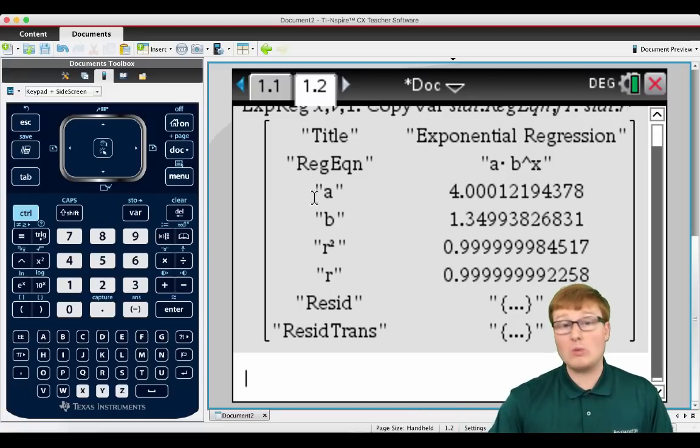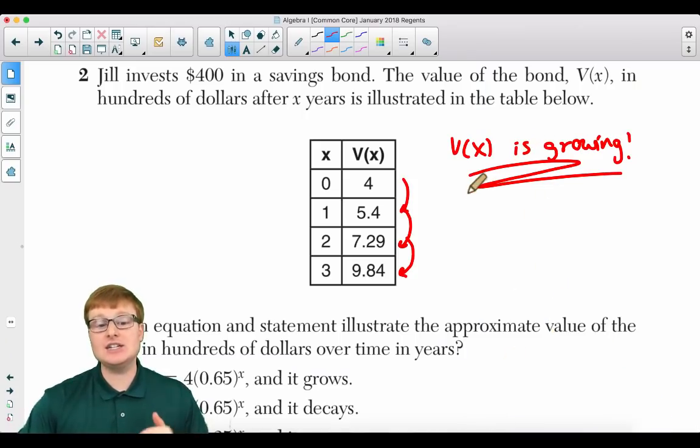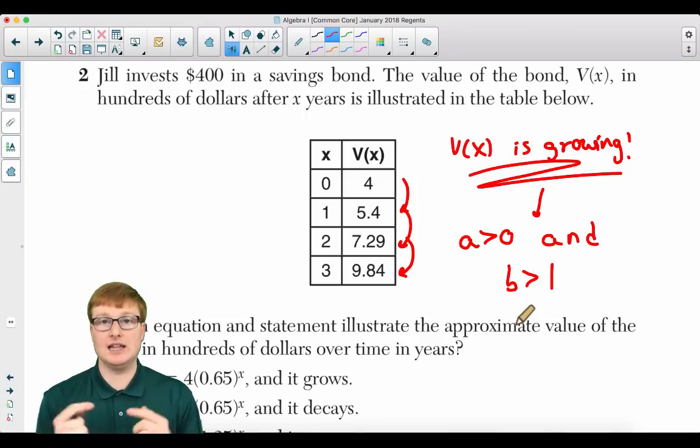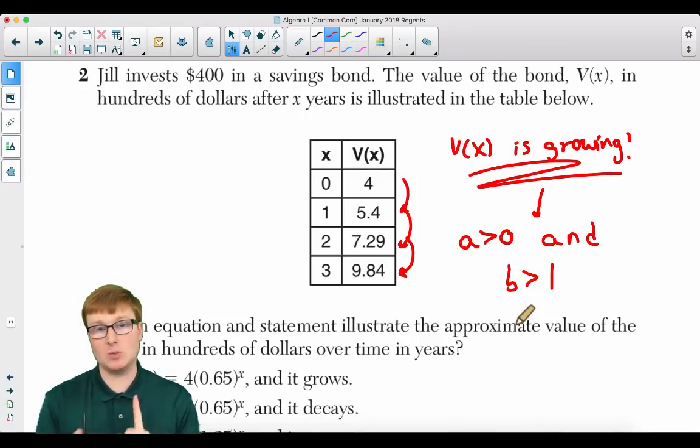So what we're really looking for is the A value and the B value. Now, notice how A and B are both positive, and A is greater than 0 and B is greater than 1. So in addition to knowing that it's exponential growth, you also need to know this: it's only exponential growth if your A value is greater than 0 and your B value has to be greater than 1. If your B value is less than 1 but greater than 0, so in between 0 and 1, non-inclusive, that means that it is an exponential decay function.